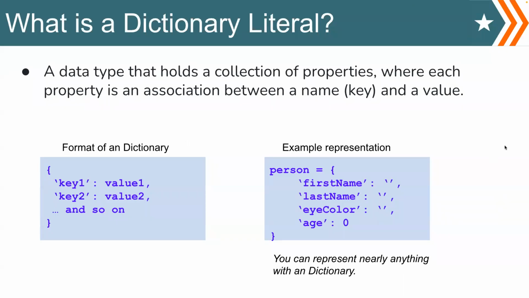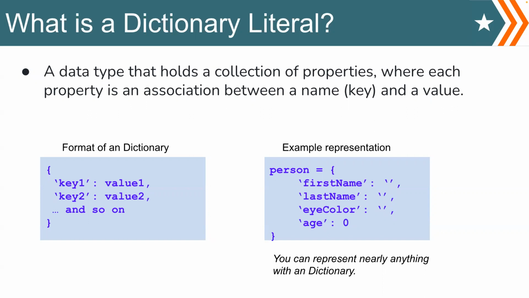A data type that holds a collection of properties where each property is an association between a name, key, and value pair. So here we have a couple of examples of what the format looks like. On the left side, you just see a dictionary in general. Notice that the keys are wrapped in quotation marks, whether that be single quotes or double quotes, doesn't matter. But keys must be wrapped in quotation marks, or they could be integers, as we've seen in prior problems. But preferably, you want to use a variable name that you know what it is. You don't necessarily want to use a number, and you want to wrap it in quotation marks.